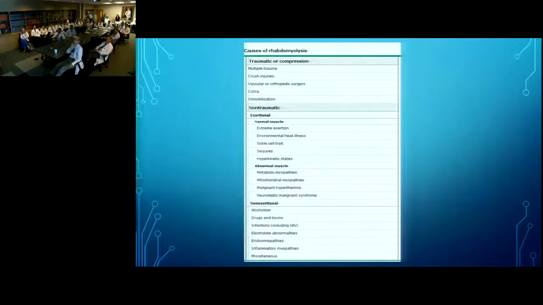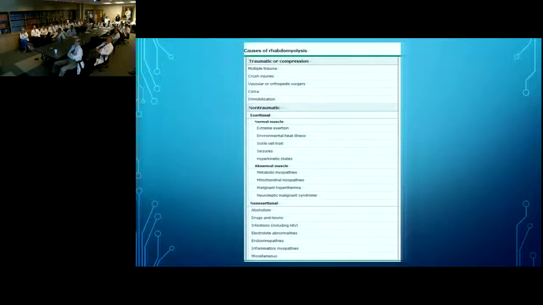So roughly, we can classify the causes of rhabdo into traumatic causes and non-traumatic causes. Non-traumatic ones can be exertional or non-exertional. Probably the most common cause is the traumatic causes, followed by drugs and toxins. The incidences vary between studies, but I think you should always consider muscle trauma, crush injuries, immobilization, coma, and some surgeries as the cause of rhabdomyolysis if the story is not especially recurrent.